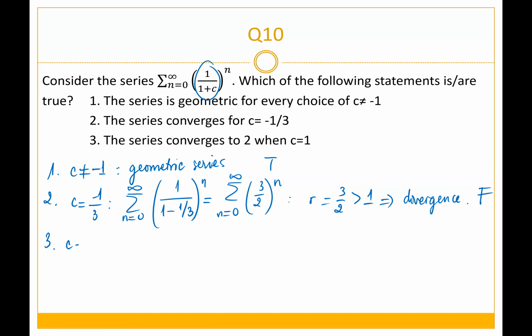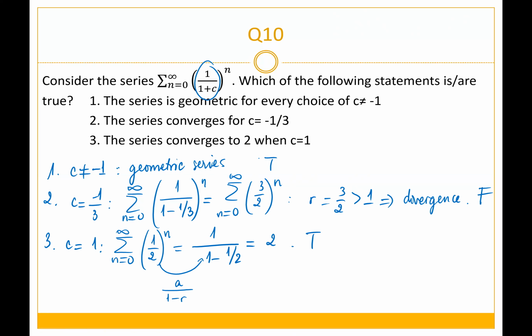Now the last one, c equal to 1. Now the series will become 1 over 2 to the n. And to find the sum of this, we're going to use the formula a over 1 minus r. The first term a is the first term in the series, so it's going to be when you plug n equals 0 in, which is going to be 1. 1 minus the factor, which is half, so it's going to be 2. So this is true. So that is true, false, true. Again, this is not hard. It's just review, and basically I think it's very easy. Just a lot of people might have forgotten that.